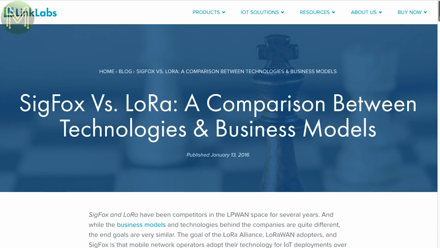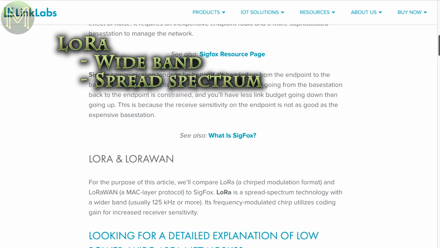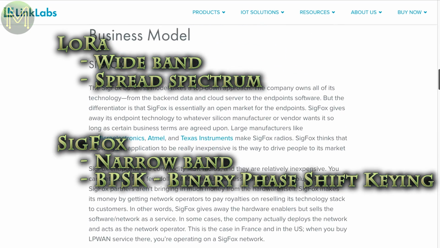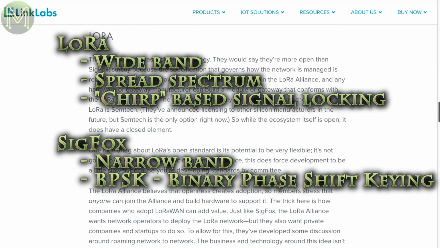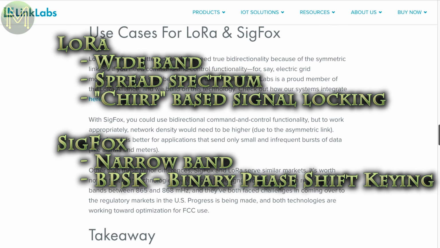LoRa does have a competitor, which is Sigfox. Technically, they are both very different. LoRa is a wideband spread spectrum technology, while Sigfox uses narrowband binary phase shift keying, or BPSK modulation. LoRa uses a chirp modulation preamble to acquire signal locking, while Sigfox relies on its BPSK modulation. Anyway, I won't go into too much detail on this technology in this video, as I'd be here all day. All I'm looking at is battery drain.